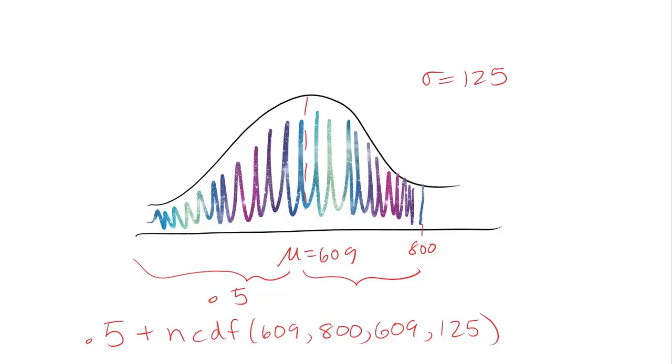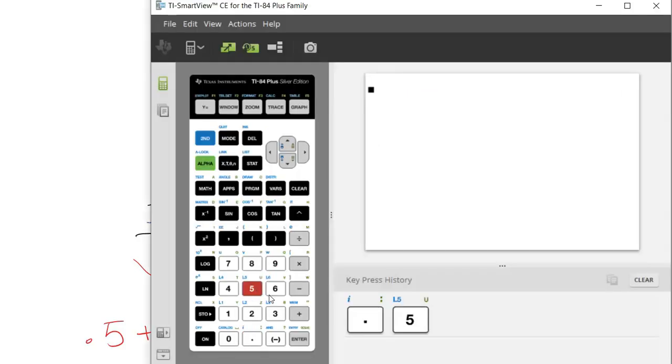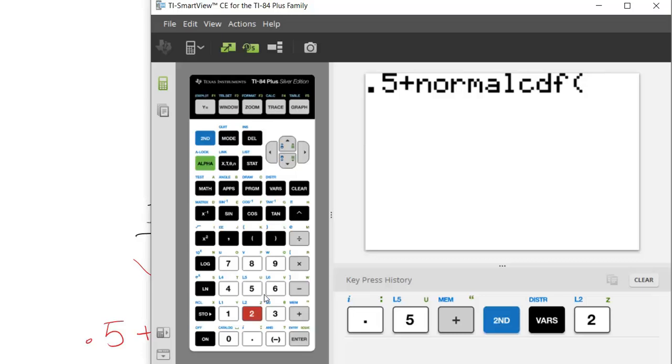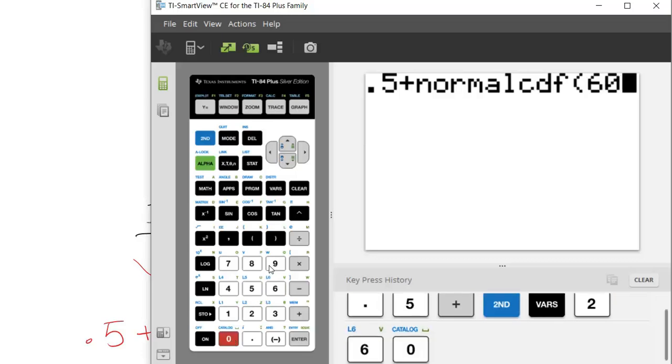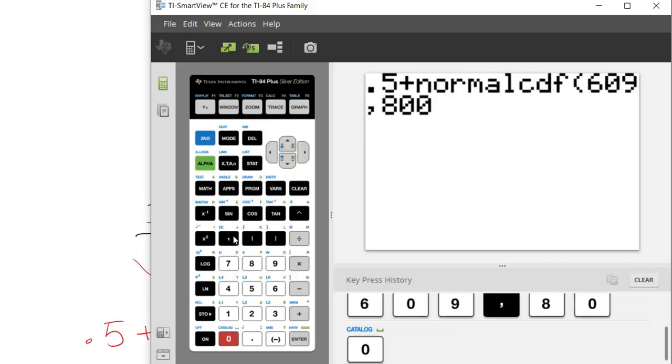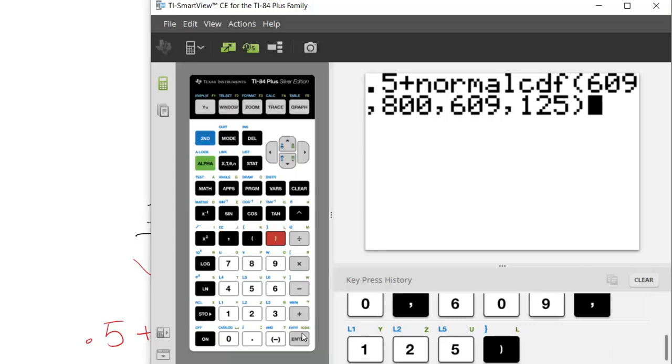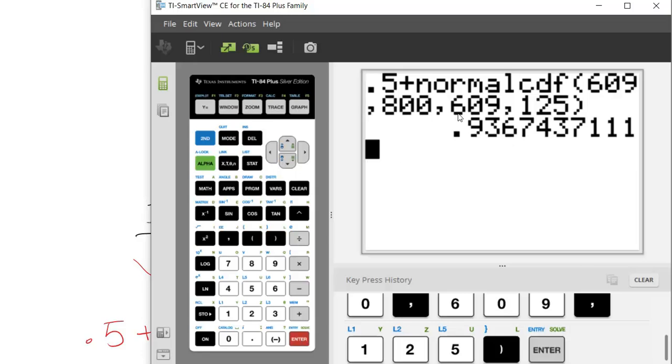Let's run this in the calculator. 0.5 plus second bars, choice 2. The lower bound was the mean, 609. The upper bound was 800. The mean always goes in the third spot, and the standard deviation was 125. And so the probability that any individual hull has less than 800 kilograms of crab in it is around 0.937 if we round this up.